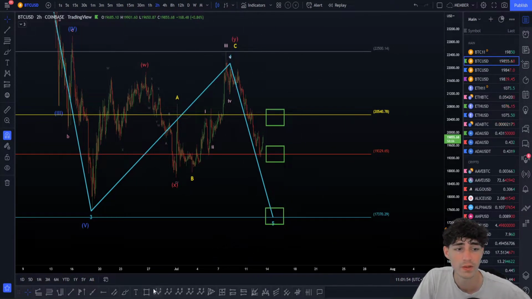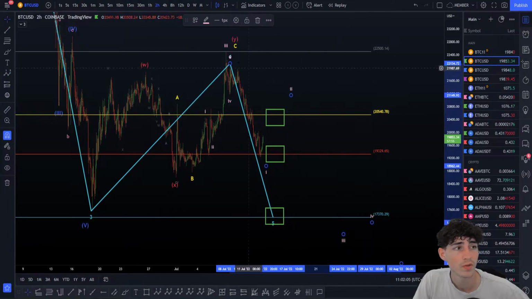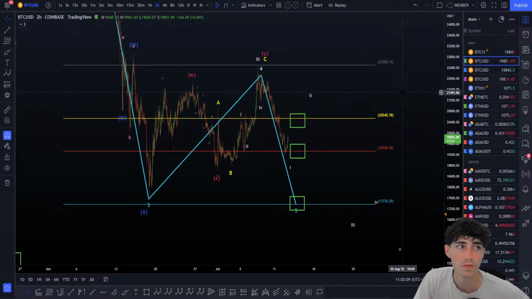If we're in five waves to the downside here, in that case, we can look for more likely a wave 1, so maybe a last wave down before we get a push to the upside, or maybe a push to the upside directly, a wave 2, a wave 3 or 5, or an ABC to the downside here. This is the more likely stuff we can look for at the moment.